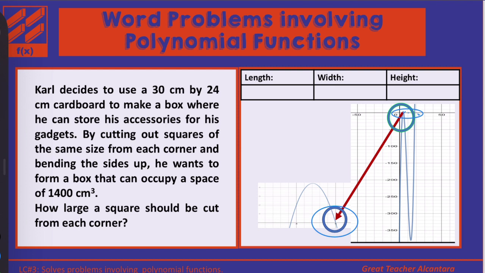So now, how large a square should be cut from each corner? We'll say 5 centimeters by 5 centimeters. That's the measurement of that square. Because the height is 5 centimeters and it's a square, all sides are equal. So it's 5 by 5. To visualize that, the squares earlier should be 5 by 5. That's the one that you're going to cut off at each side. So that's the answer to the word problem. Once again, you have to answer the word problem correctly.